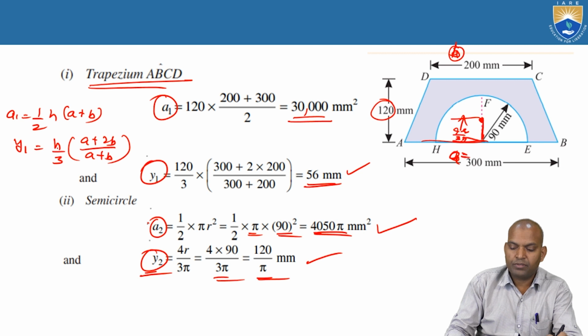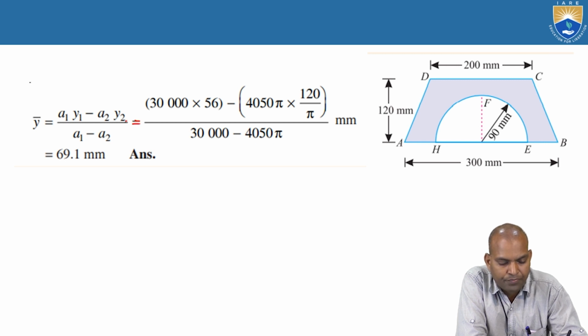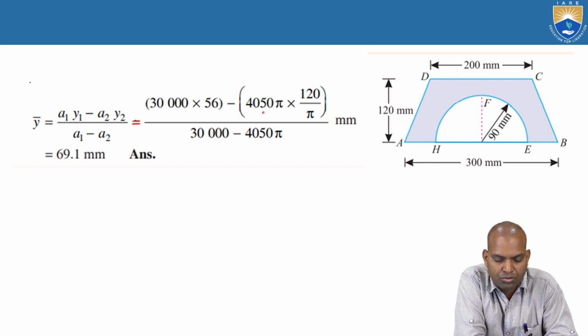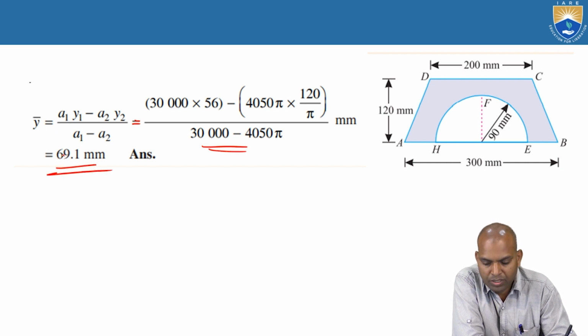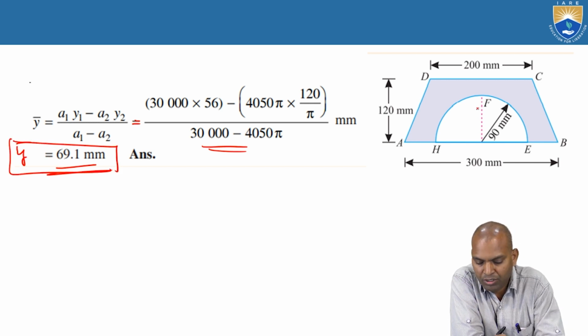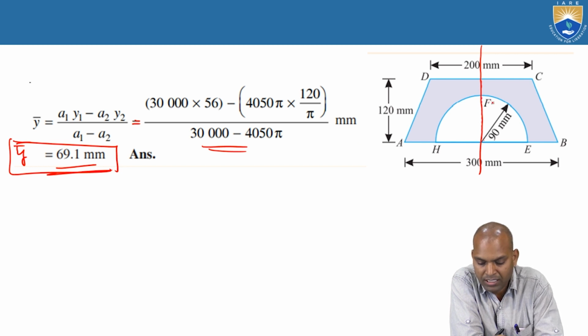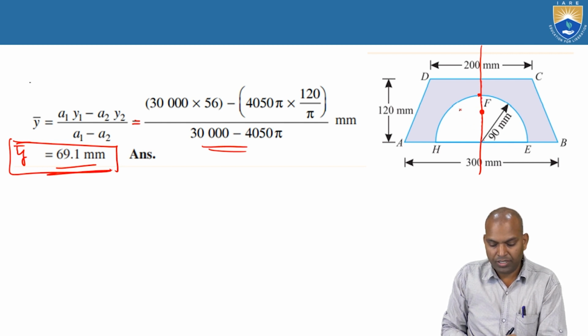Substitute back in the derived expression. bar y equal to a1 y1 minus a2 y2 by a1 minus a2, that is 30,000 times 56 minus 4050 pi times 120 by pi, divided by 30,000 minus 4050 pi. The answer is 69.1 millimeters. Now where is the location? It is on the axis of symmetry. This is the complete 90 radius, from here to here it is 90. The centroid is located here, 69.1 millimeters.